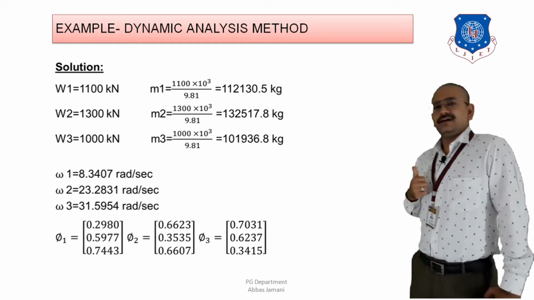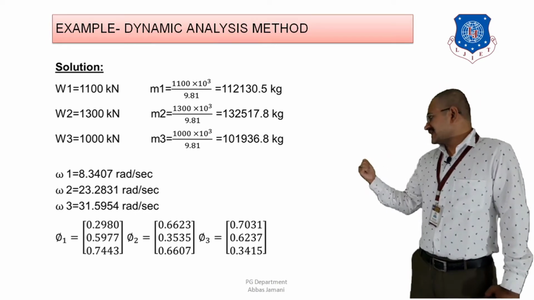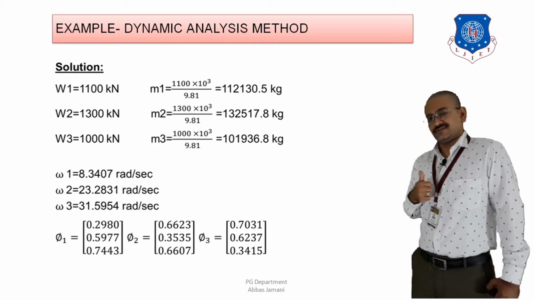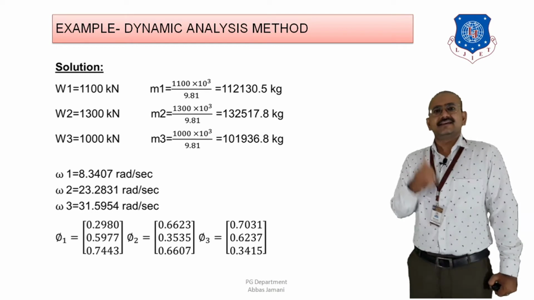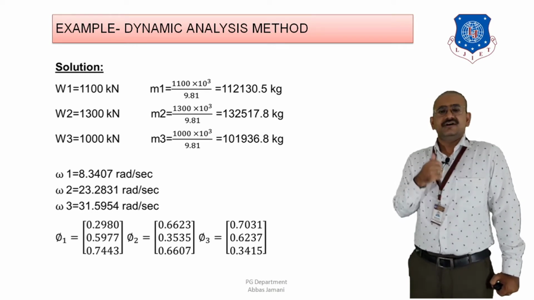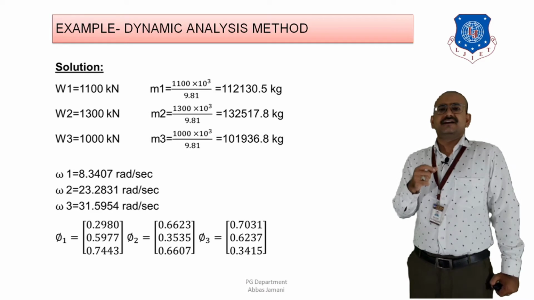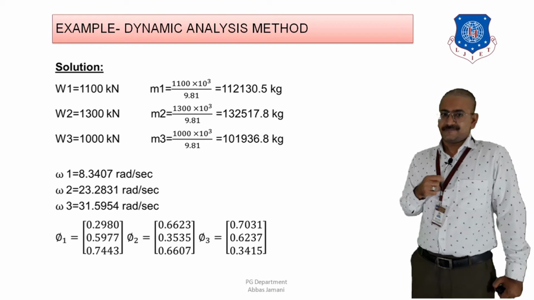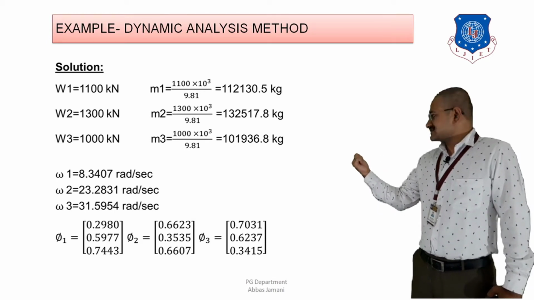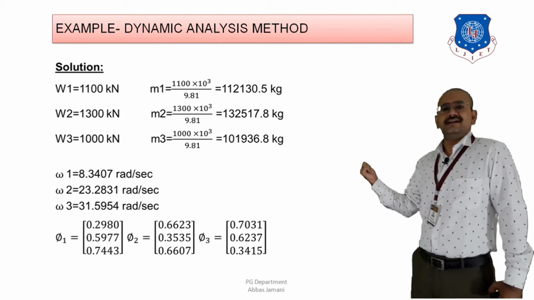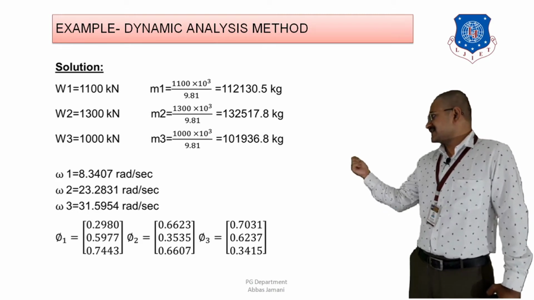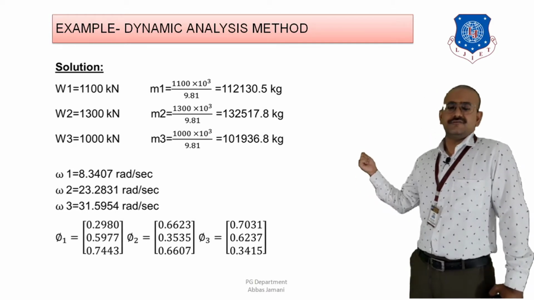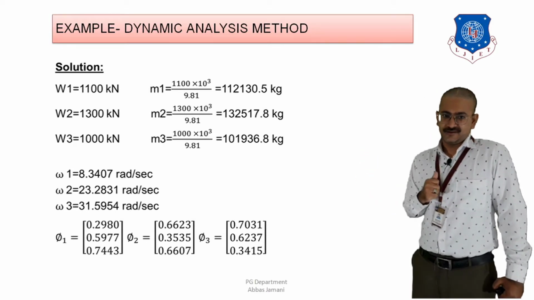So as we can see, the data given to us is that W1 is equal to 1100 kilonewton, W2 is equal to 1300 kilonewton, and W3 is equal to 1000 kilonewton. Now, as we follow strictly in dynamic analysis or structural dynamics, the unit of mass is to be converted into kg for simplicity, and to be aligned with the calculation method. That is why we have first converted the value of kilonewton into newton and then divided by 9.81. When you do that, the values M1, M2 and M3 will be in front of you, as you can see in this slide, right?